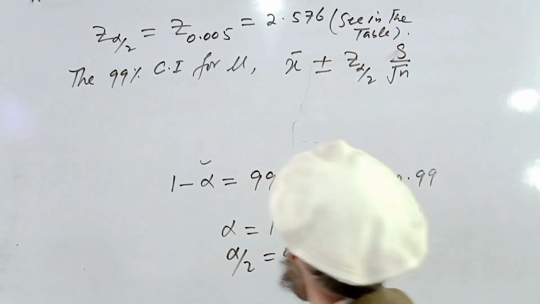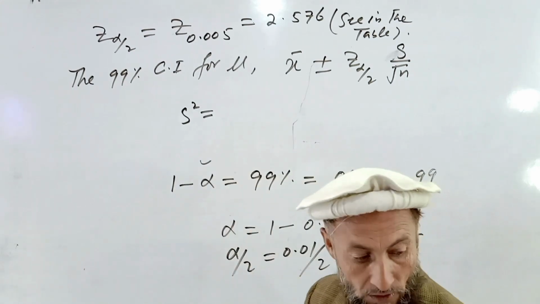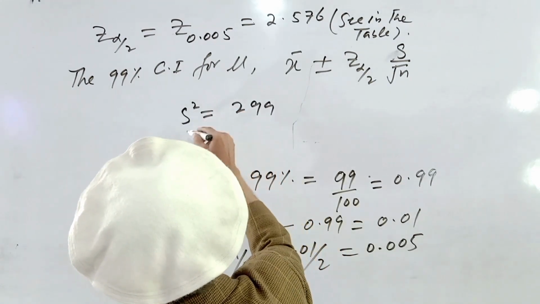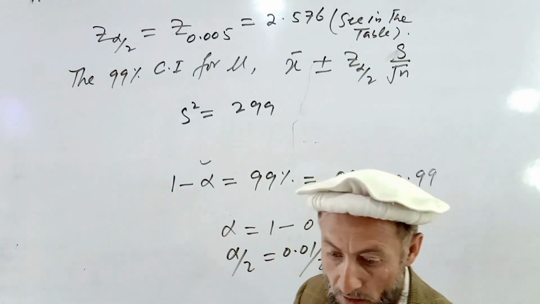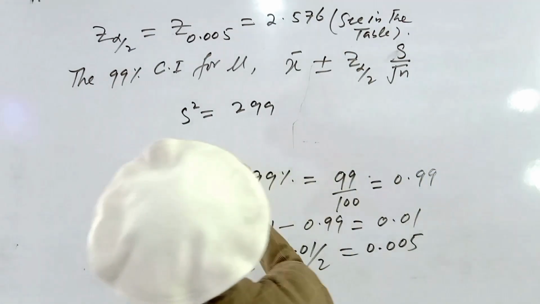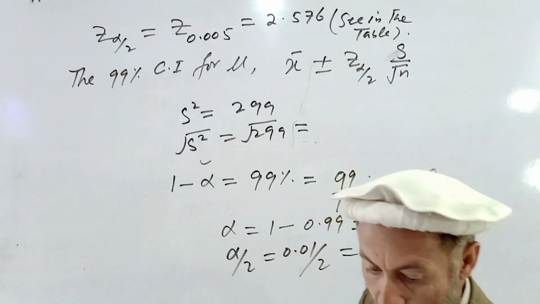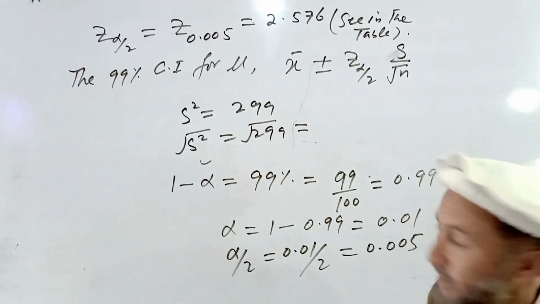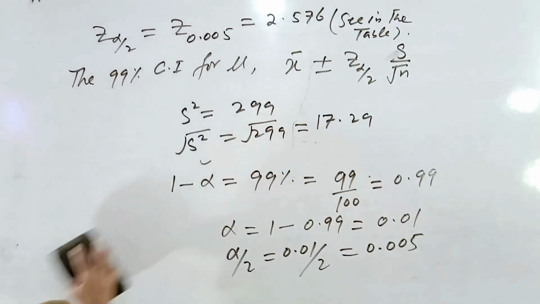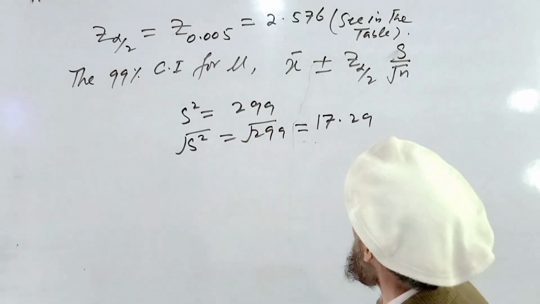Here in the question, s square is given, s square is 299. So we are required to take the square root on both sides. What is the result? We are using a calculator, and we get 17.29. Now substitute the values in the given formula.